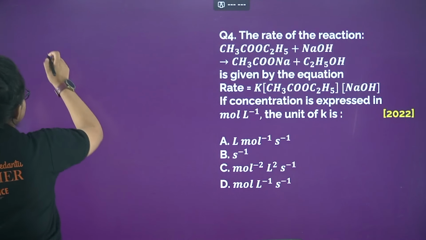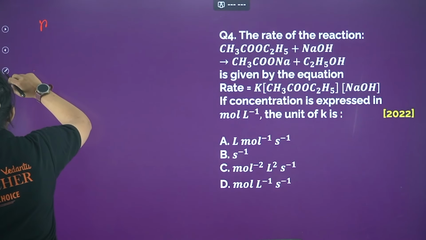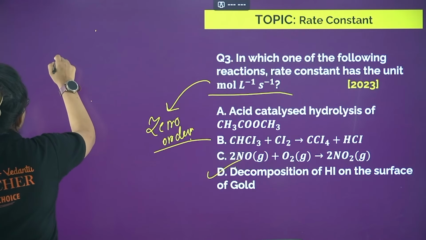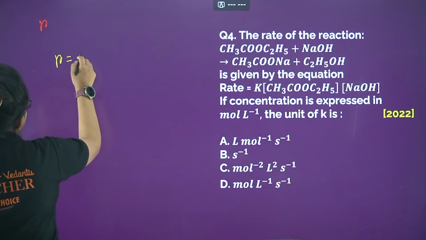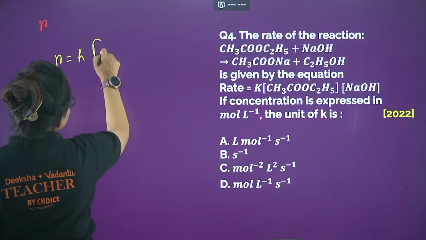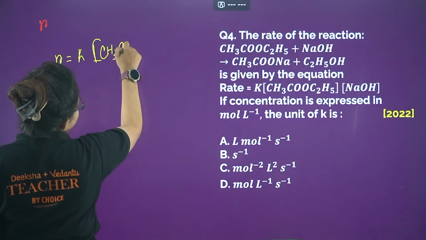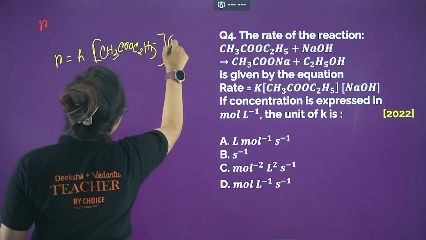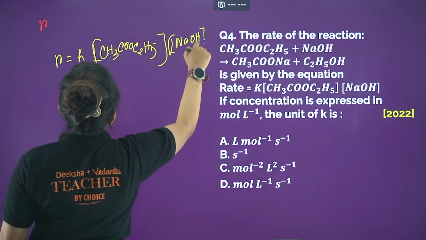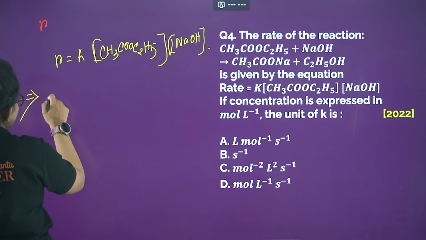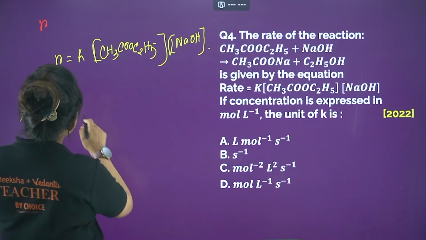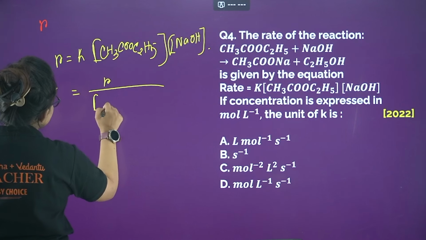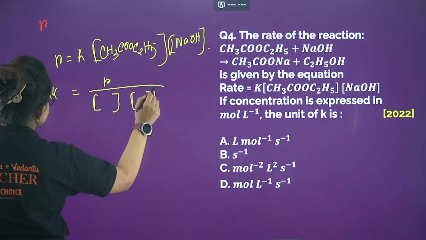Okay, so if I just normally write R, if we simply write the R value, R will be equal to K into CH3COOC2H5 into NaOH, right? Now if you want to find out K, it should be equal to R by 2 concentration terms. I'm just writing it like this, 2 concentration terms.